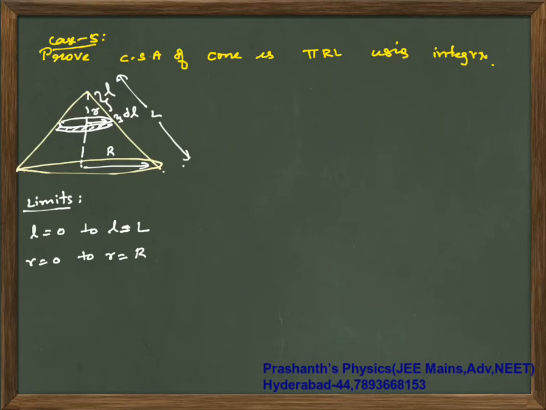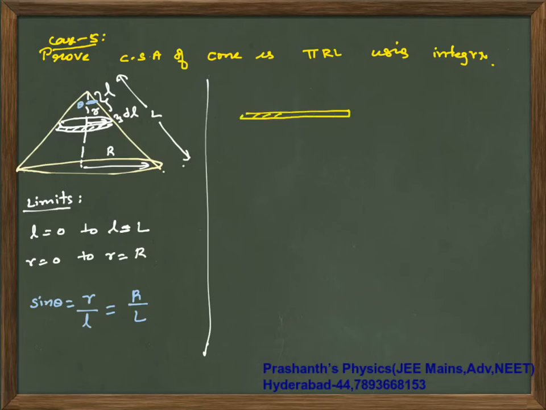Now, if there are two variables, let us say this angle is theta. Now your sin theta is small r by small l, that is equal to capital R by capital L for bigger triangle. Now let us start with small area definition. So for that ring, if you are considering small area, your small area dA, if you cut it and stretch it like this, small area's length is 2 pi r and width is dl.